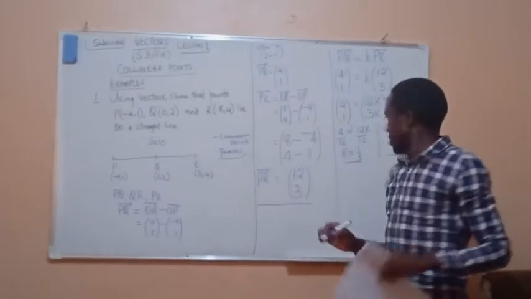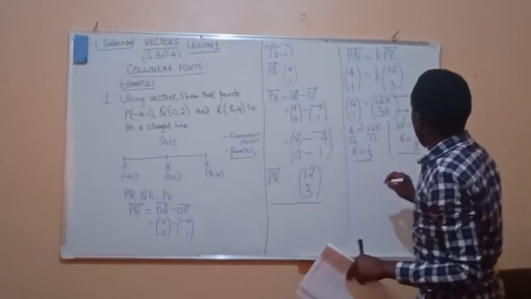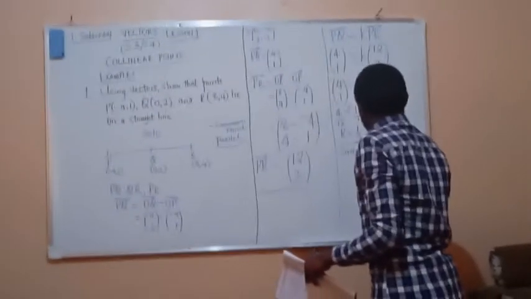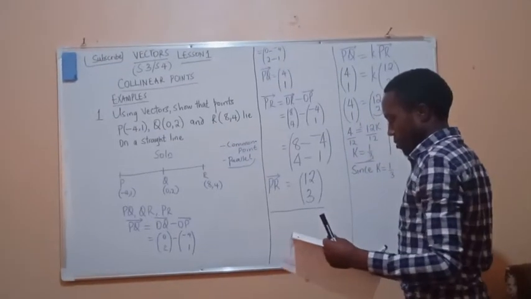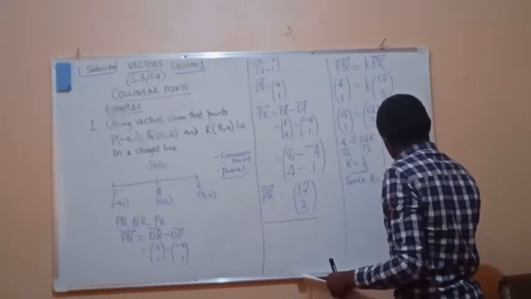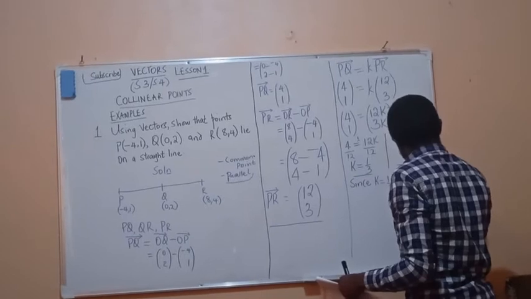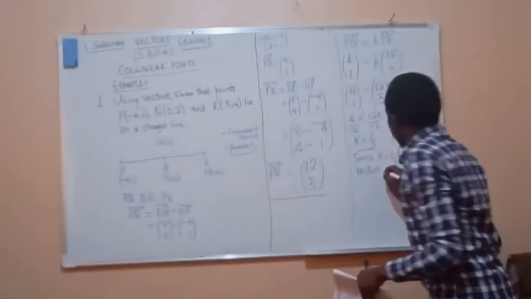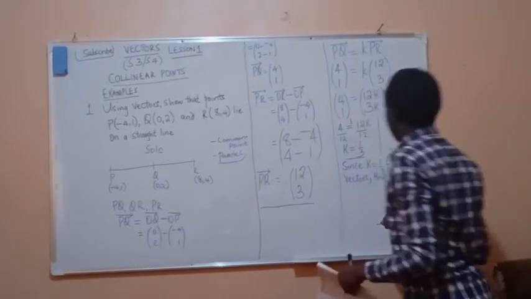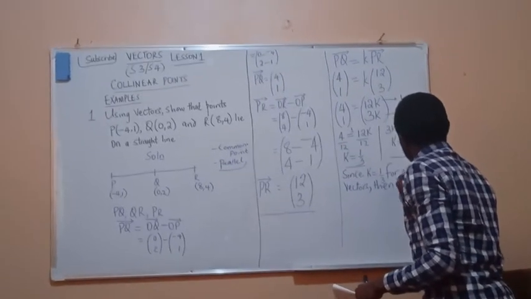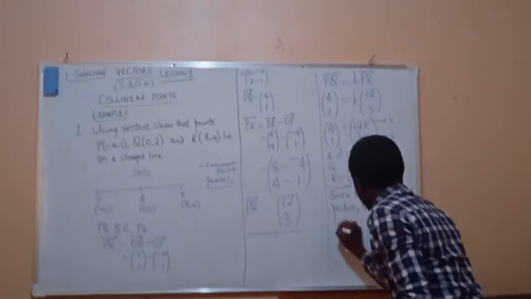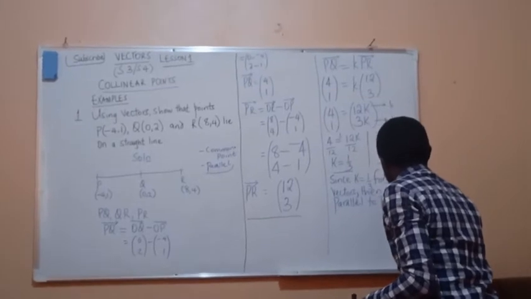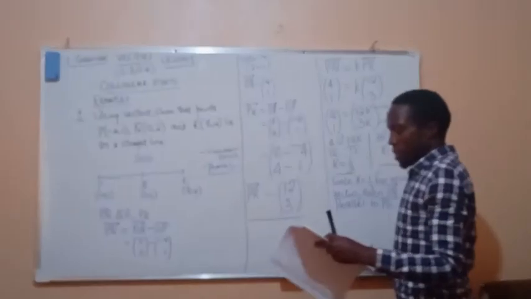So, we are going to conclude and say that since k is equal to a third, for all unit vectors, that means PQ is parallel to PR. PQ is parallel to PR.